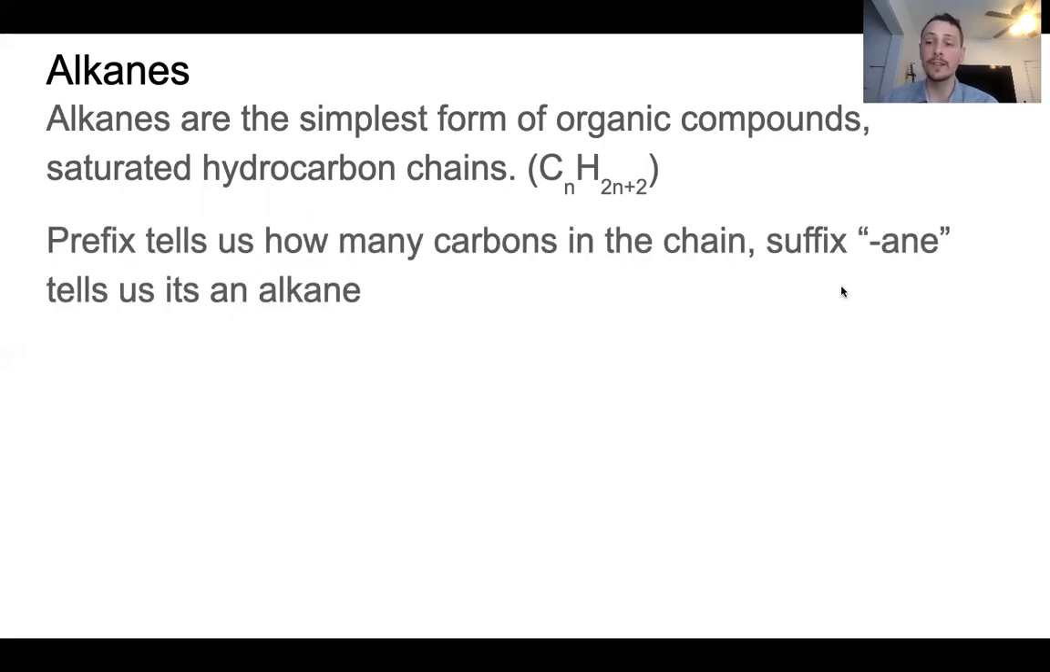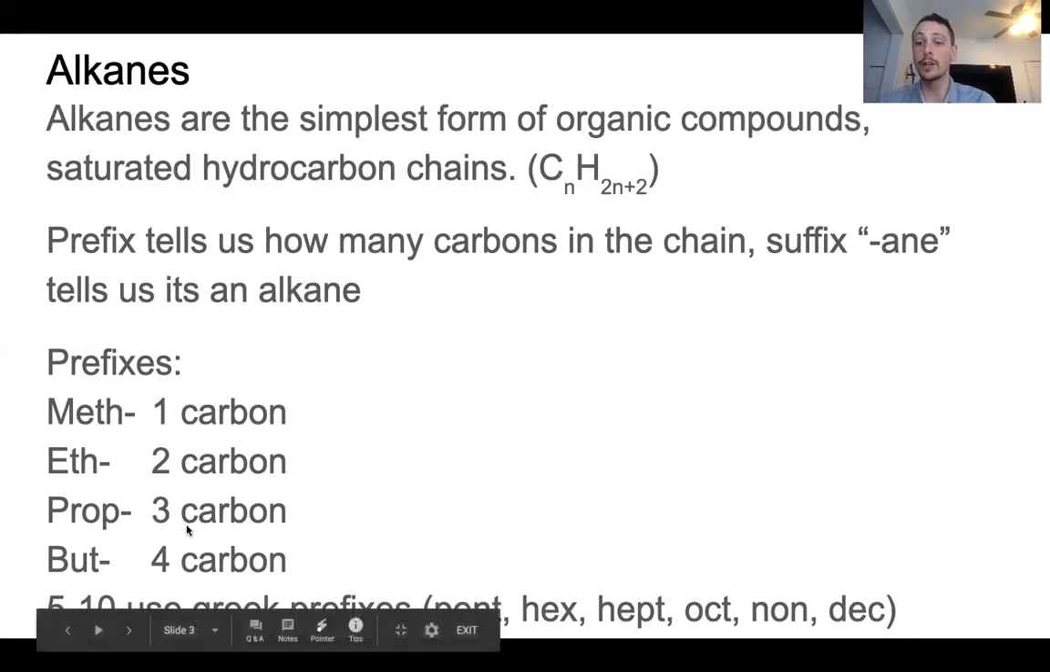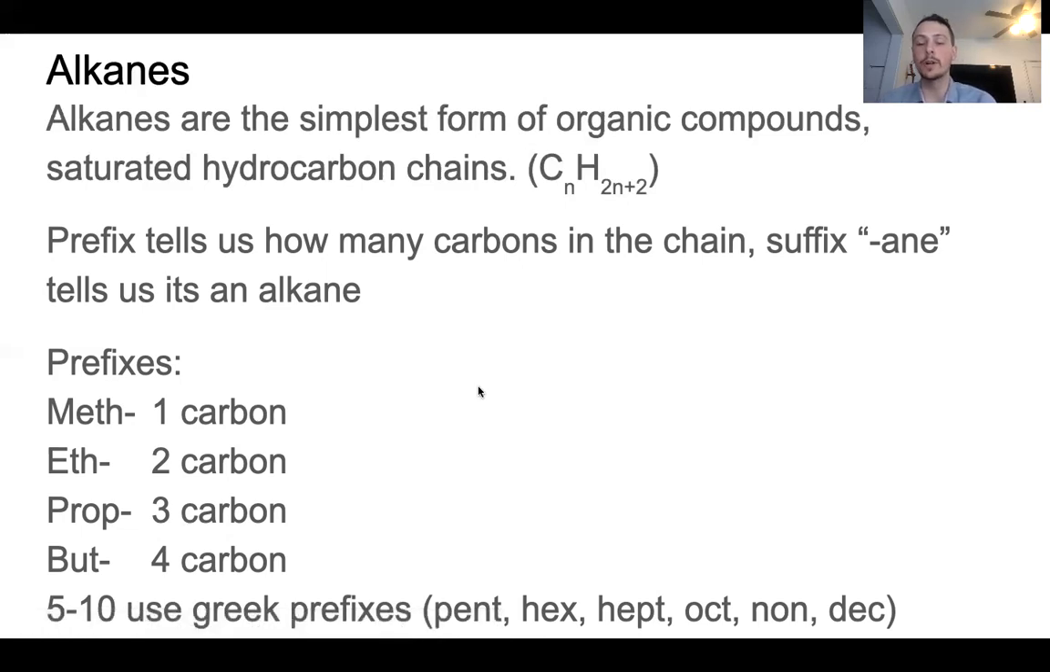So our prefixes, though, some will be familiar, some will be new. Our prefixes are here. 1 through 4 are going to be new, ones we haven't seen before. 1 is meth, so a 1-carbon, completely saturated organic molecule would be methane. We've heard about that before. Ethane means there's 2 carbons. Propane, prop means 3. We've all used propane before. That's a 3-carbon chain. Butane is a 4-carbon chain.